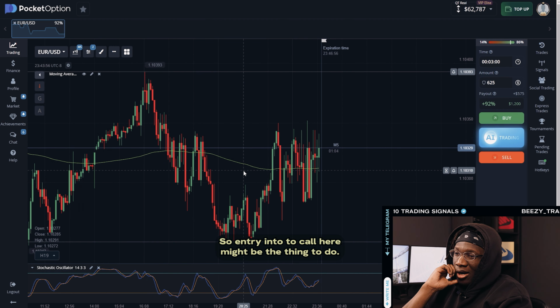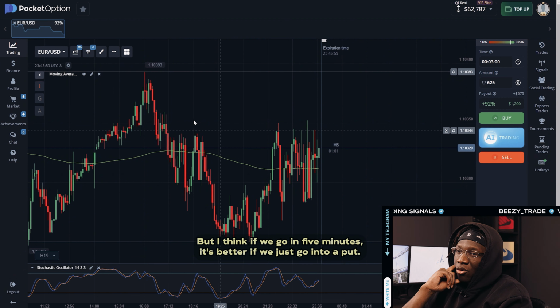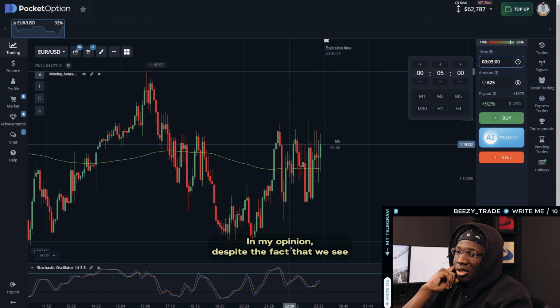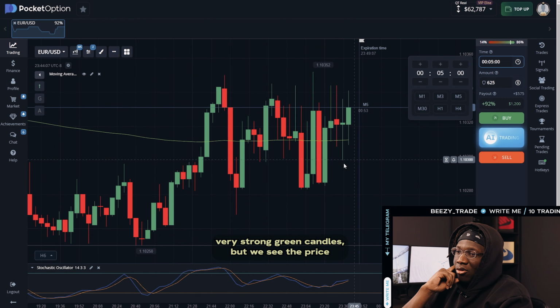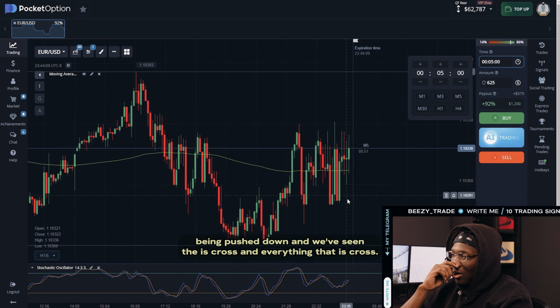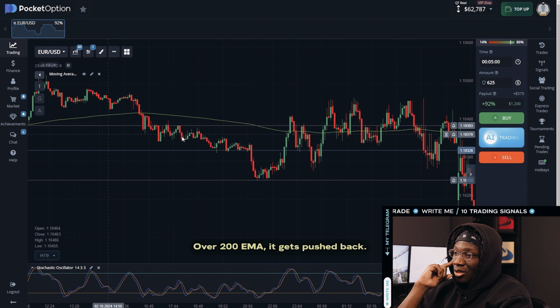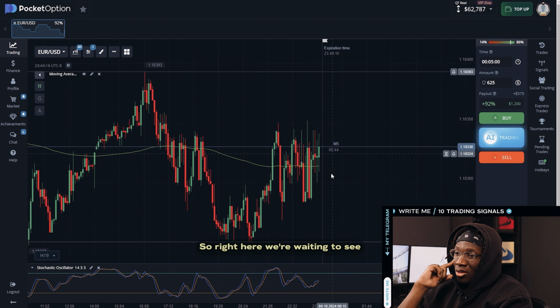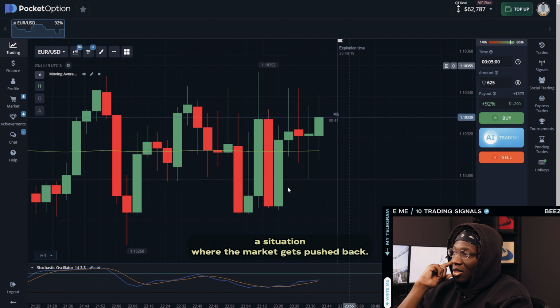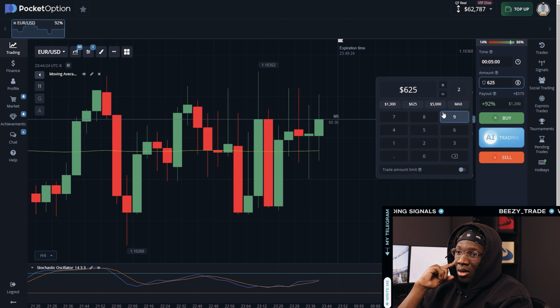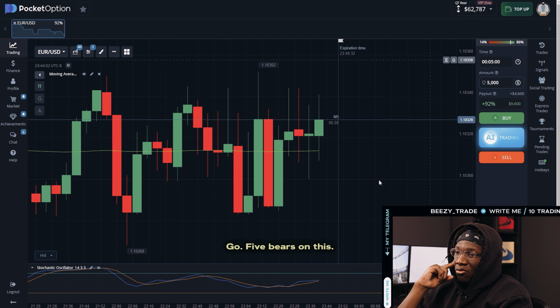So entering into a call here might be the thing to do, but I think if we're going 5 minutes, it's better if we just go into a put, in my opinion. Despite the fact that we see very strong green candles, we're seeing price being pushed down, and every time it's crossed over the 200 EMA, it gets pushed back. So right here, we're waiting to see a situation where the market gets pushed back. I think we'll go big boy money, double it. We'll go 5 bands on this.